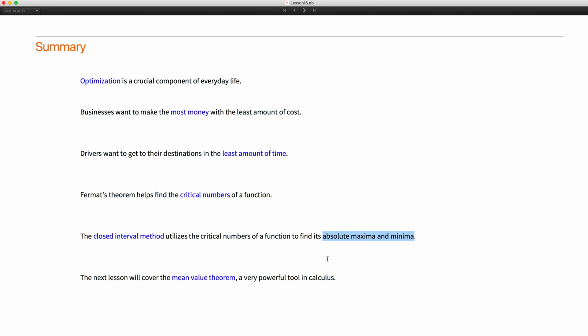That's the end of this lesson, and in the next lesson we'll talk about the mean value theorem, a very important theorem in calculus. But before you do that, please do review today's lesson, look at the exercise, and make sure that you're ready for the next lesson on the mean value theorem.